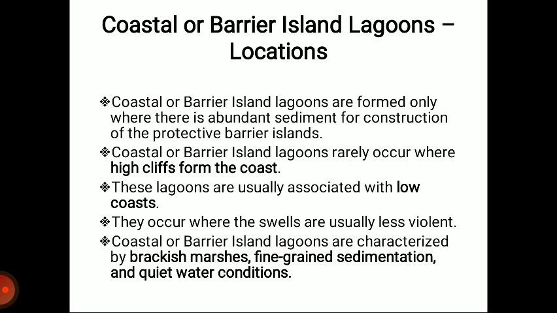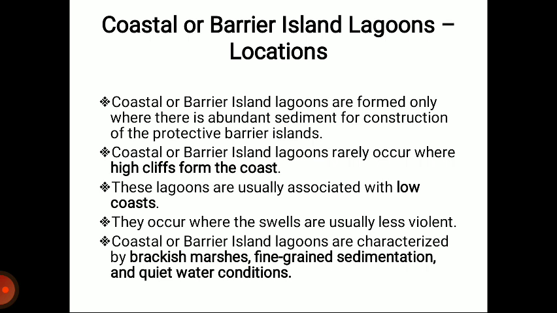Coastal or barrier island lagoons, locations. Coastal or barrier island lagoons are formed only where there is abundant sediment for construction of the protective barrier island. They rarely occur where high cliffs form the coast. These lagoons are usually associated with the low coast. They occur where the swells are usually less violent.